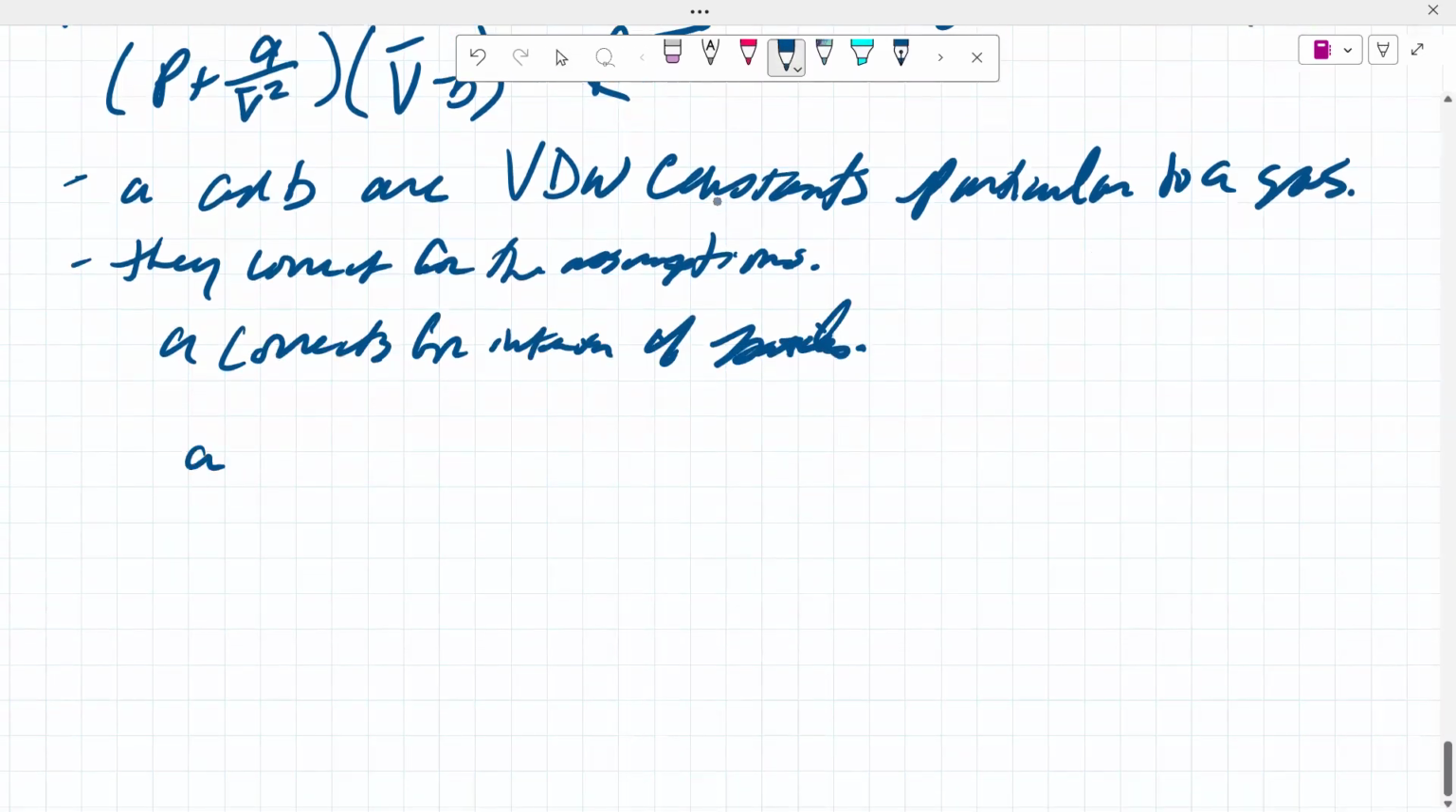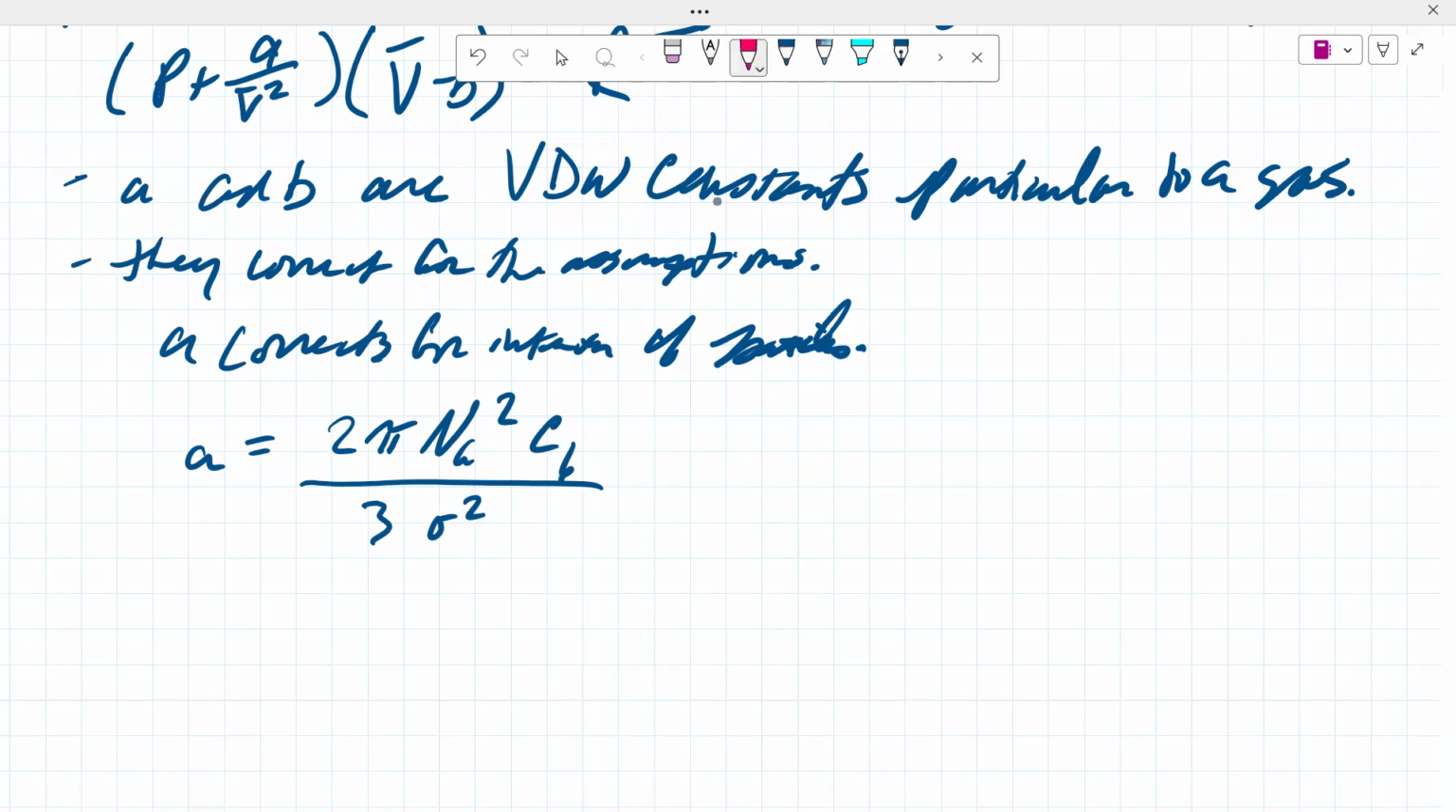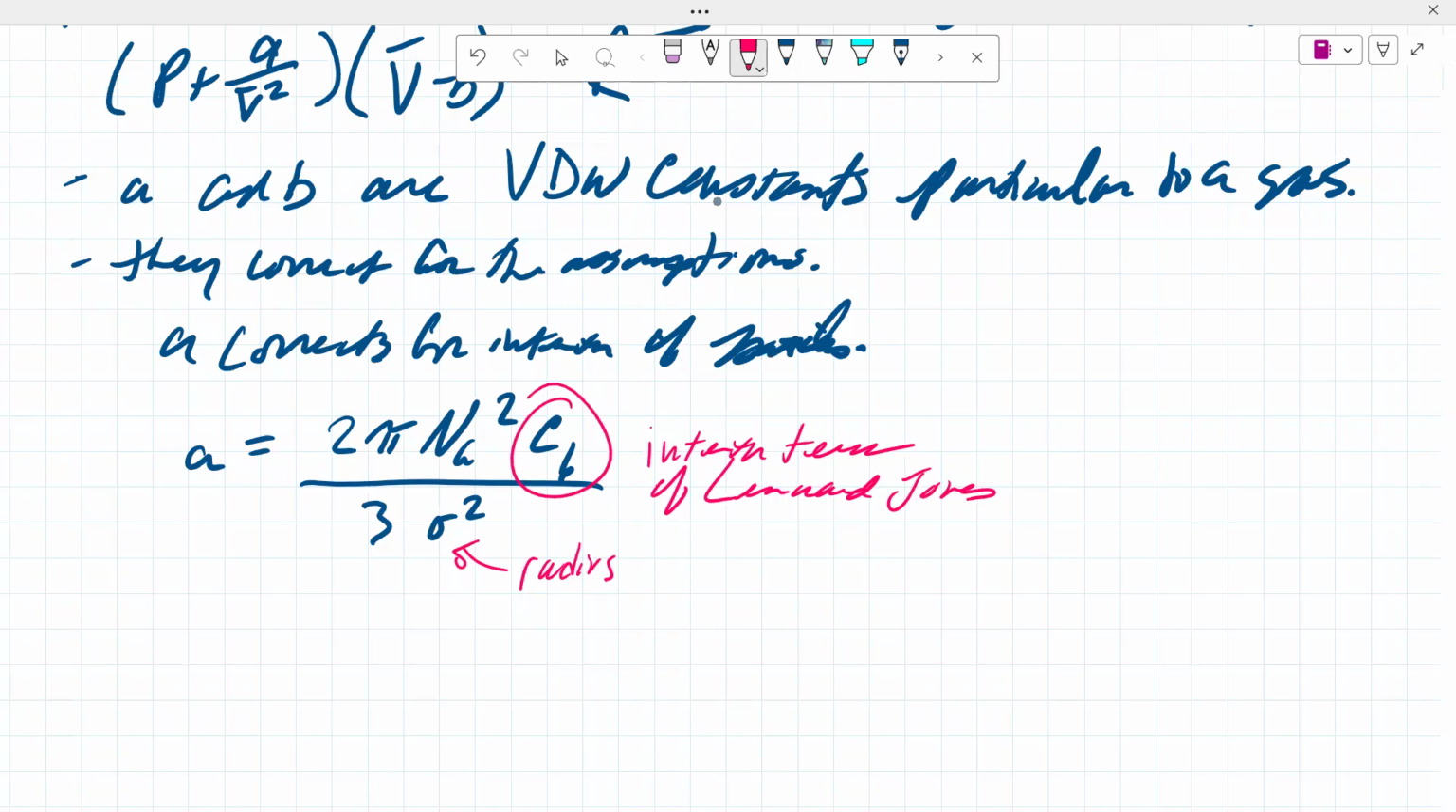So A is equal to 2 pi times n sub A squared C sub 6 over 3 sigma squared. Right, so some of these things should be mentioned. So this is the radius. This is the Lennard-Jones term. There'll be more on this shortly, so you should stay tuned. All right, great.